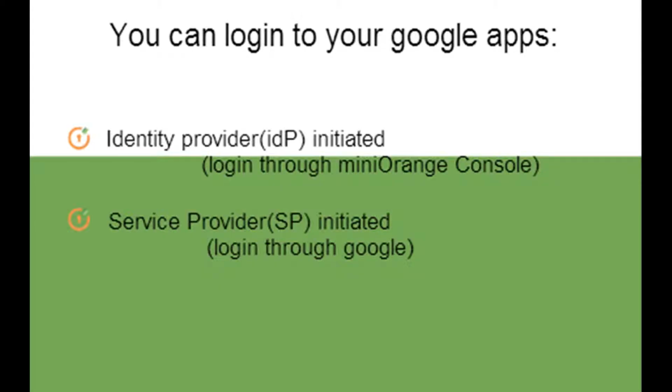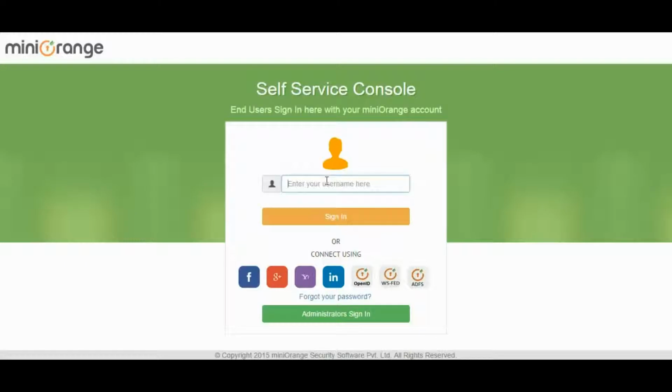You can now log into Google Apps using 2 methods. First is identity provider, that is IDP initiated, login through miniOrange console. And second is service provider, that is SP initiated, login through Google. First we will try IDP initiated.